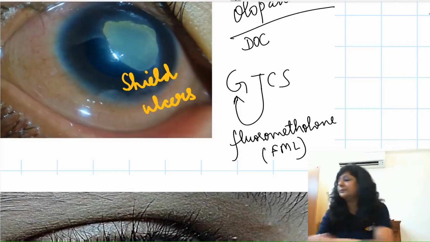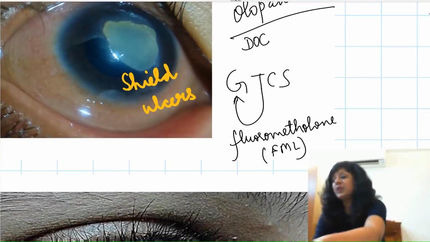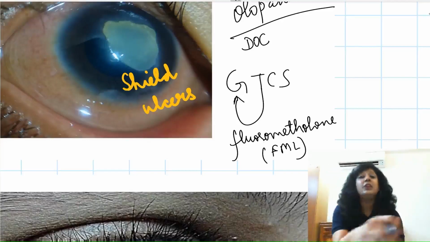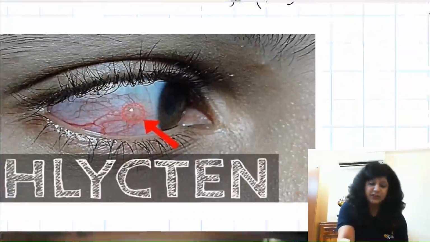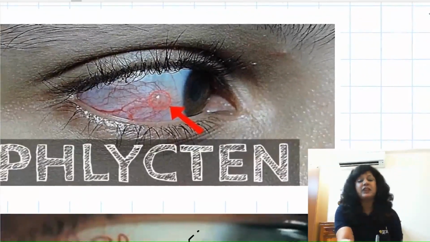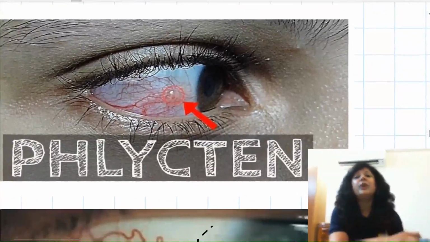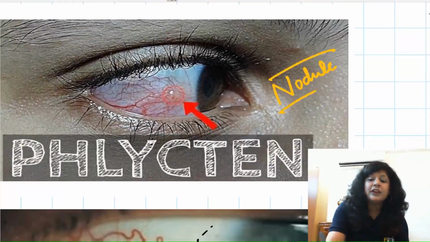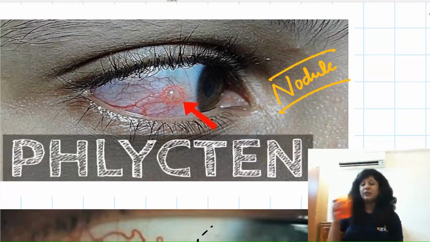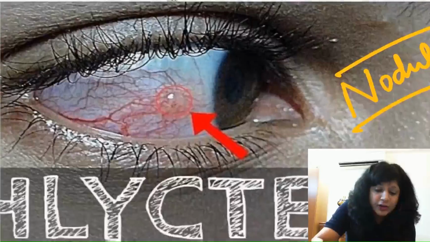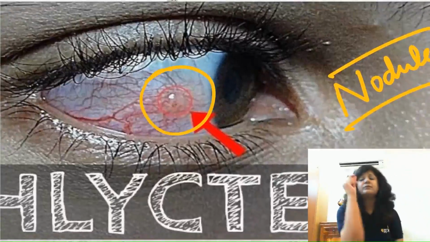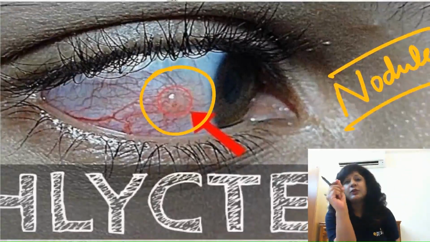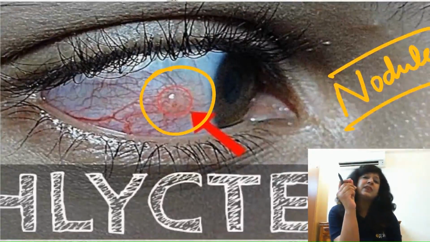Now coming to the other one. So turn your page. There you'll get the Phlyctenular keratoconjunctivitis. Now, phlyctenular keratoconjunctivitis has come from the word phlycten. Phlycten means a nodule. So another kind of allergic conjunctivitis is the nodular keratoconjunctivitis, where actually we have a typical nodule. Can you see here? This is a typical nodule, a very small pinkish nodule present near the limbus.